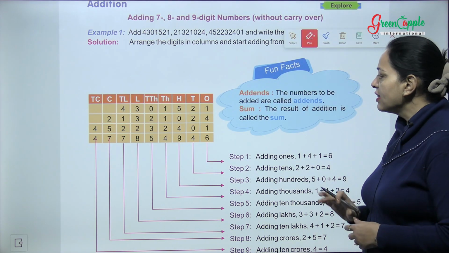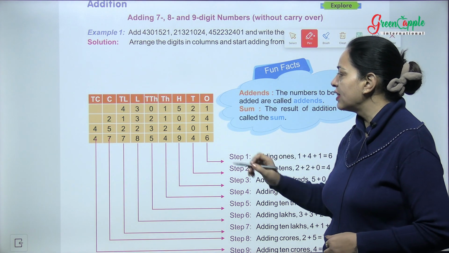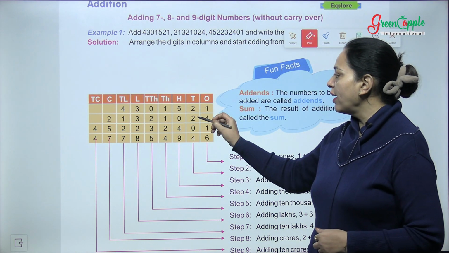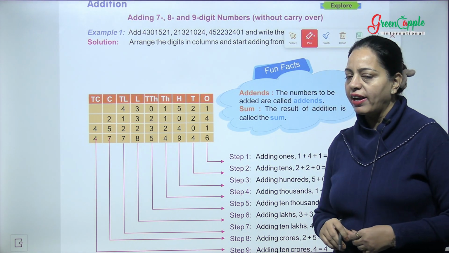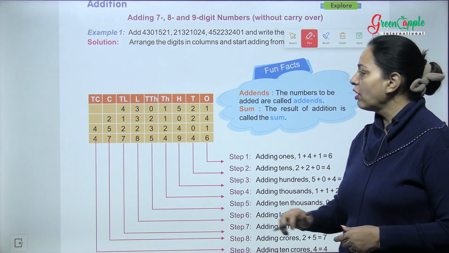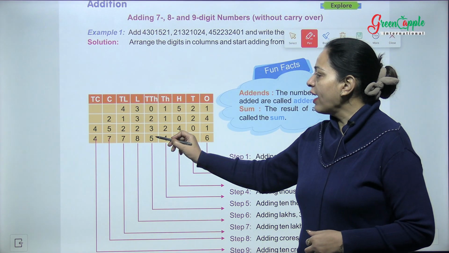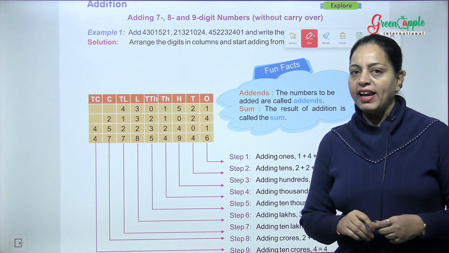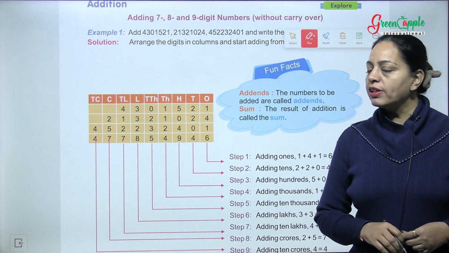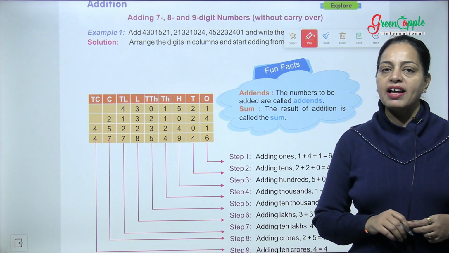Now the first thing is to add the ones. Step 1, adding ones: 4, 1 and 1, this is 6. Now add tens: 2 plus 2, that is 4. Now add the hundreds digit: 5 plus 4, 9. Then add thousands: 1, 1 and 2, that is 4. Now 10,000: 0, 2, 3, so 2 plus 3, 5. Then lakh: 3 plus 3 plus 2, that is 8. Now 10 lakh: 4, 1 and 2, that is 7. Then crore: 2 plus 5, that is 7. And then 10 crore, only 4. So this is as it is.